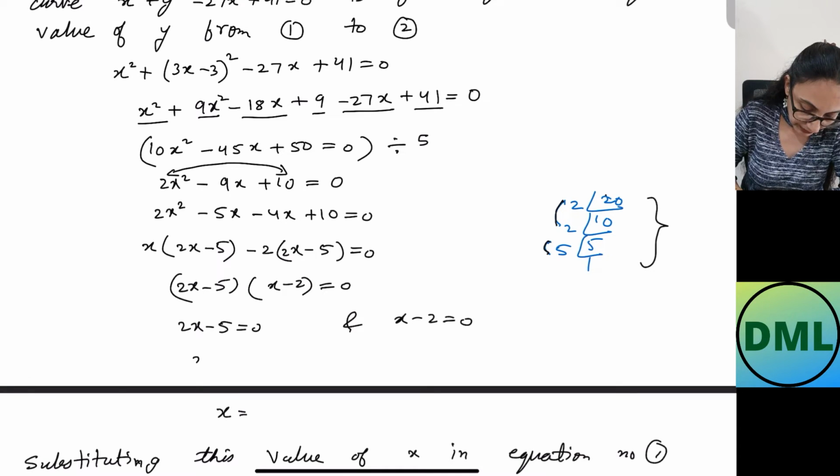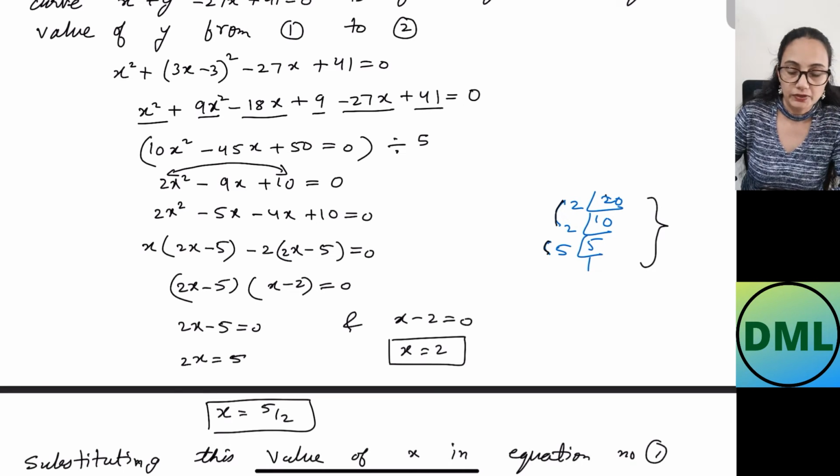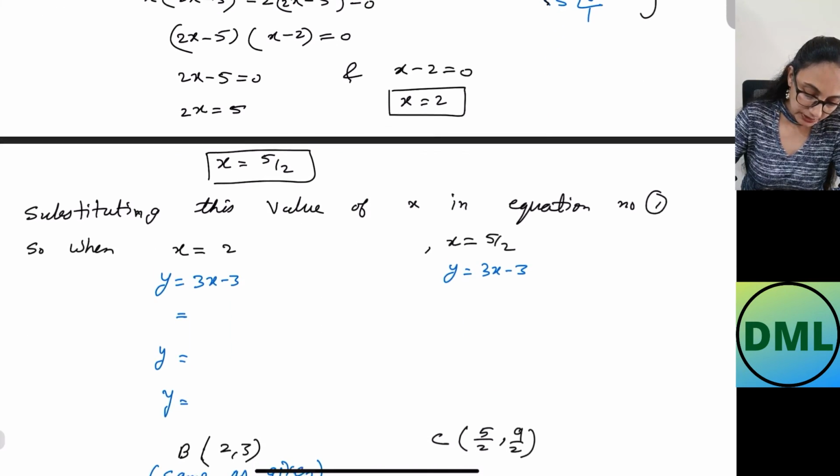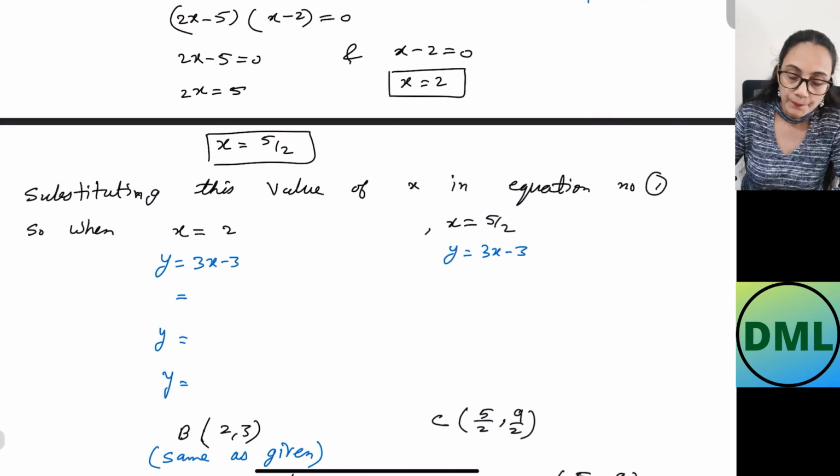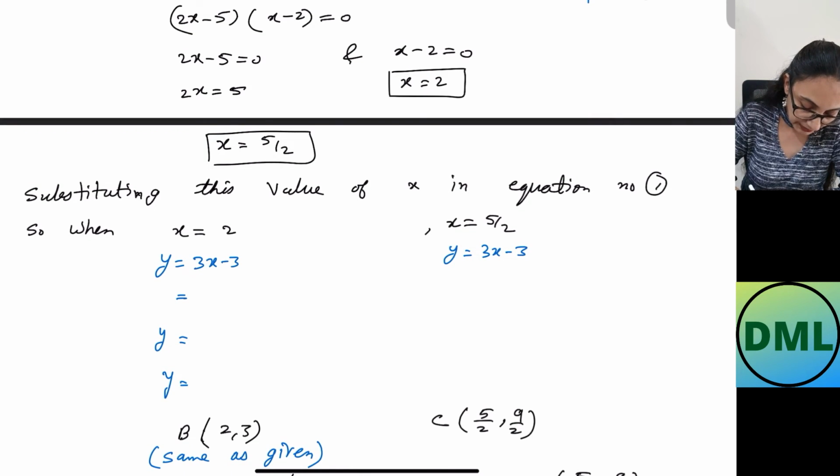So here 2x = 5, so x = 5/2. From the other factor, x = 2. These are the two values of x. Now substituting these values of x in equation number 1, our equation is y = 3x - 3. Let's substitute the first value, x = 2. It will be 3(2) - 3, which is 6 - 3, which equals 3.